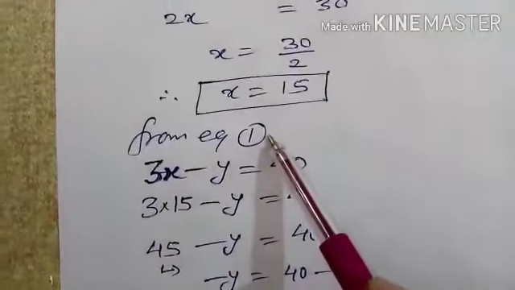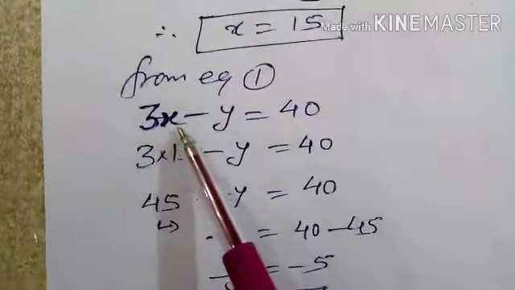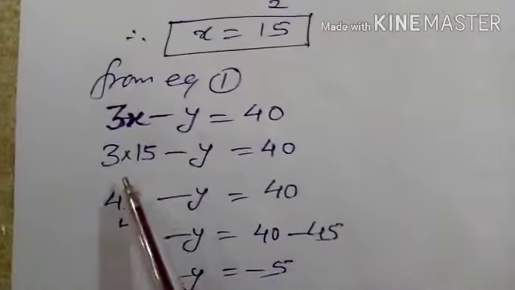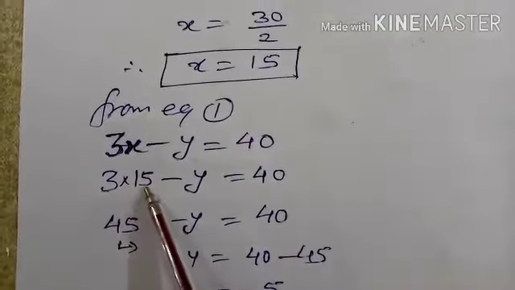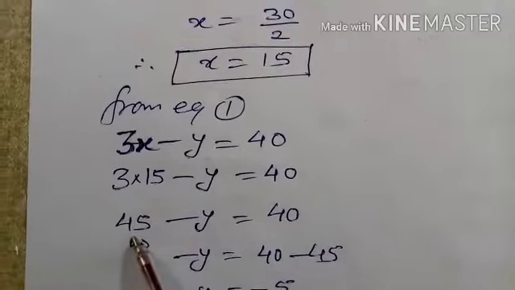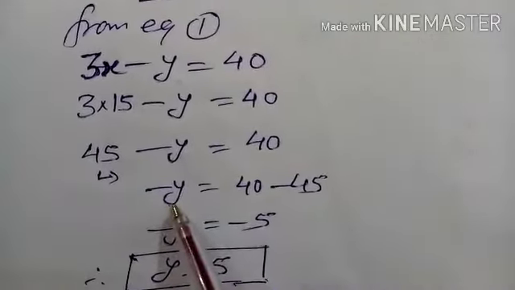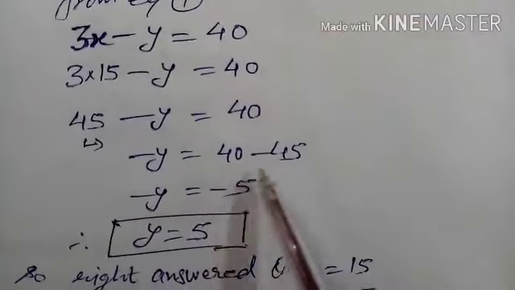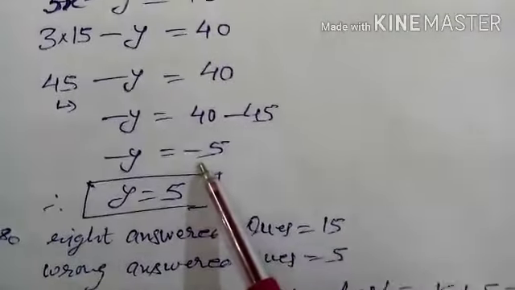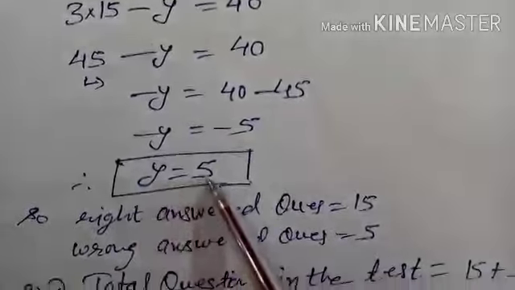Now from equation number 1. Equation number 1 is 3x minus y is equal to 40. In place of x write 15, so 3 into 15, that is 45. 45 transfer into right side, so only minus y remaining. Minus y is equal to 40 minus 45, their difference is minus 5. Minus sign cancel out, so y is equal to only 5.